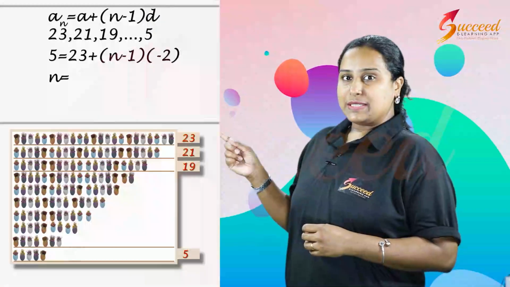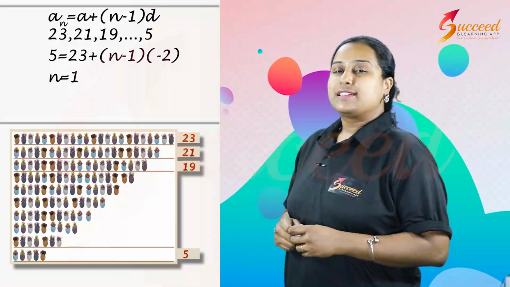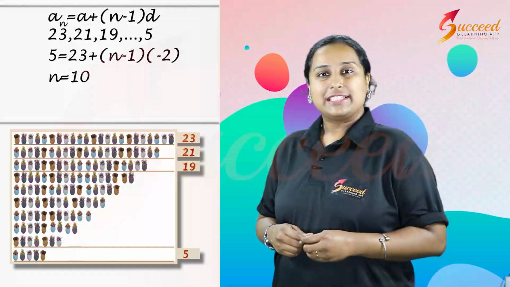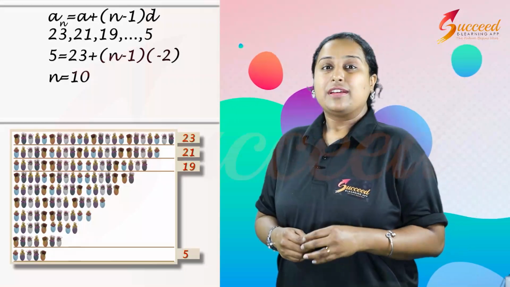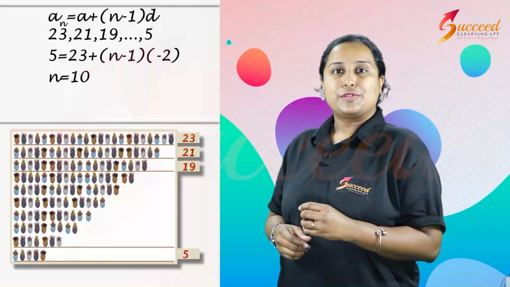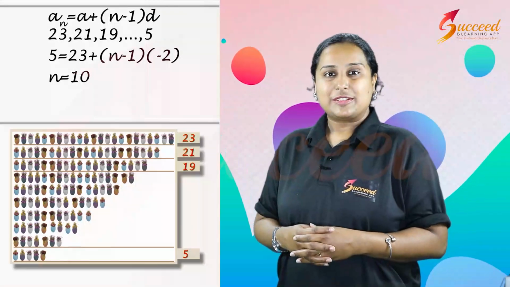By equating this for n, you get it as 10. So the number of rows in this flower bed will be 10. So you have this application of the formula where you determine the number of rows in a flower bed. So that is your final answer.